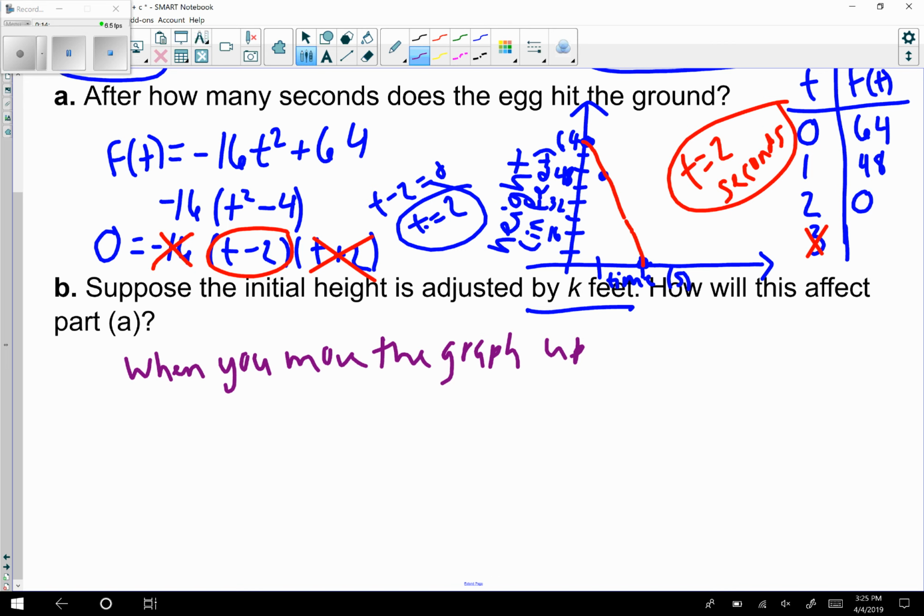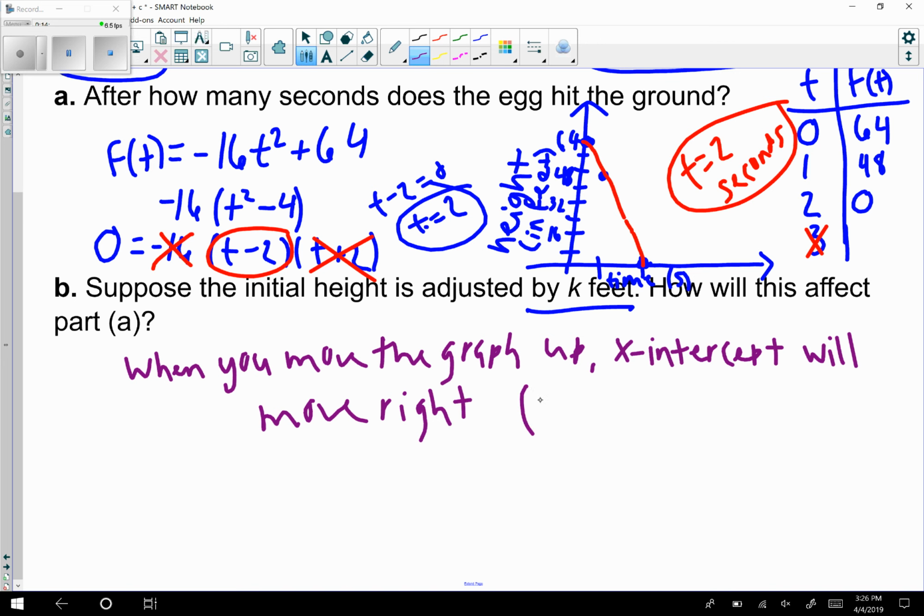So if you move the graph up, if you move that y value or that k value up, they're calling it this time, then the x-intercept will move to the right, which means that it's going to take it longer. It's going to take a lot longer for the egg to hit the ground. Oh man, my pen is not working very well. I apologize. Usually it works a little bit better than this at least.